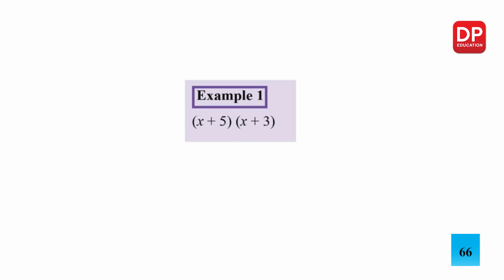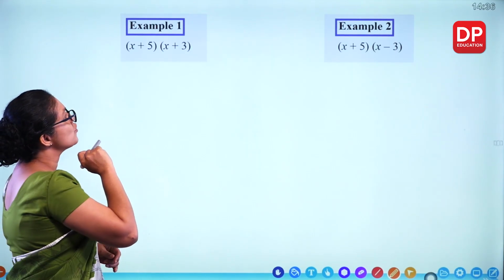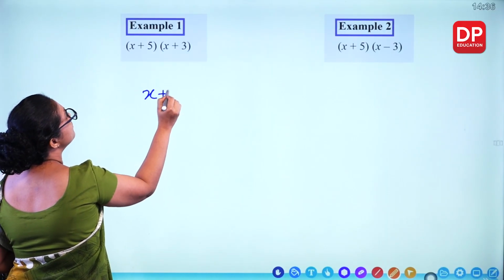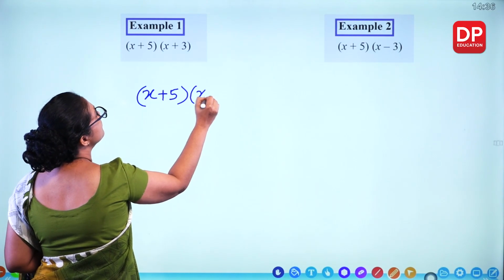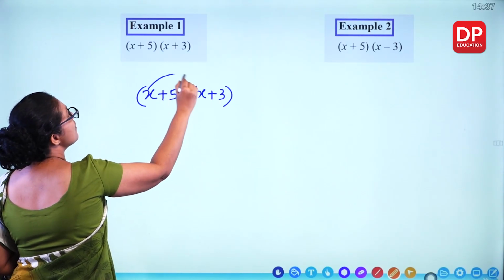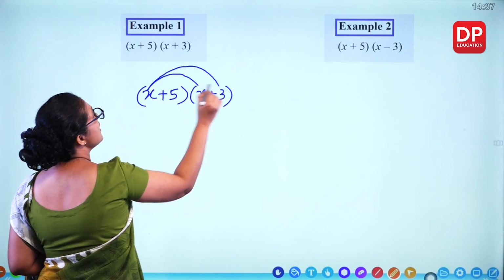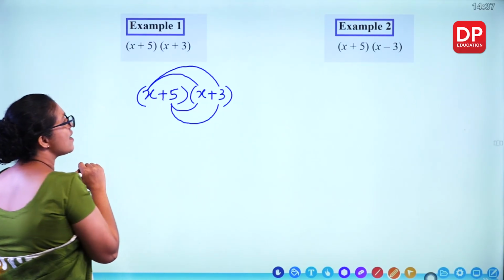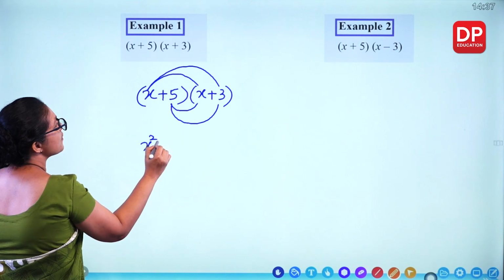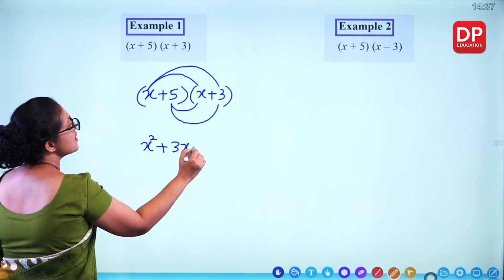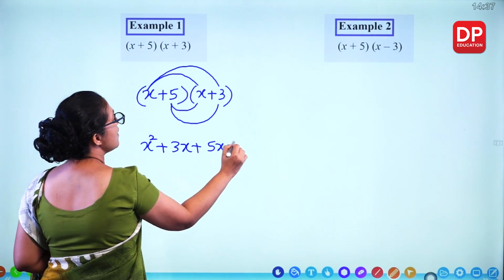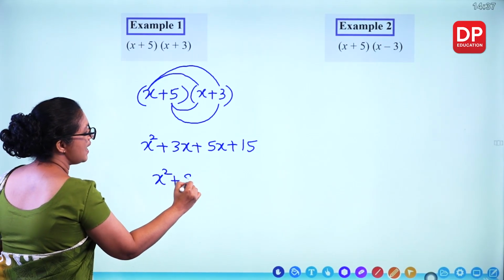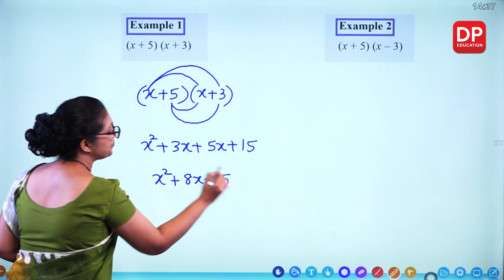Example number 1. You are asked to expand brackets. So we'll use FOIL method. So what's the FOIL method? First with first, then outside numbers inside, and then last values. So x squared plus 3x, 5x and 15. Then add it together, you get 5 plus 3, 8x plus 15.